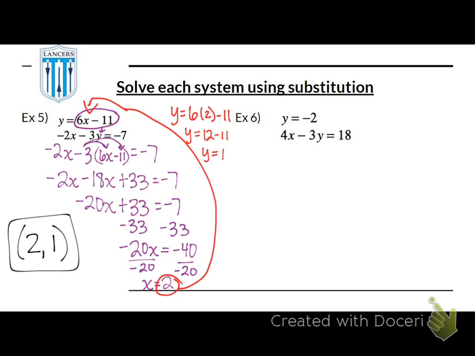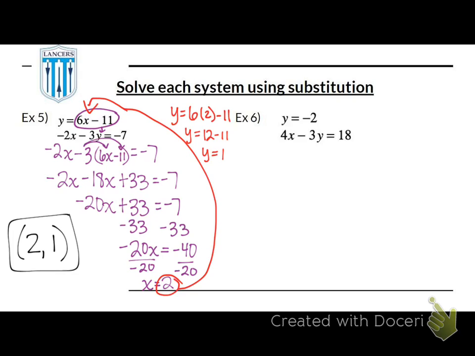Questions about example 5? In my opinion, example 6 is the easiest problem we've seen so far. On example 6, what's different or special? Liam, what do you think?